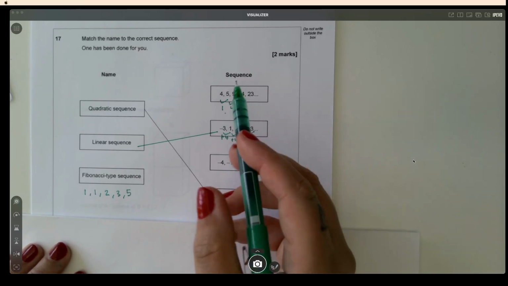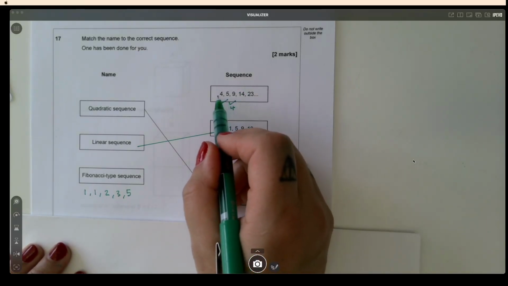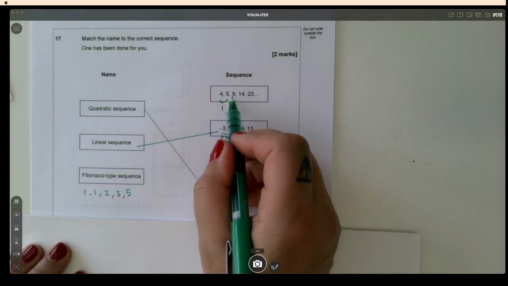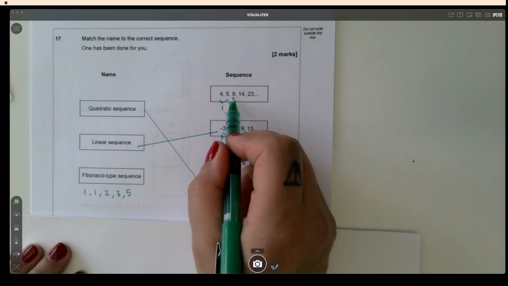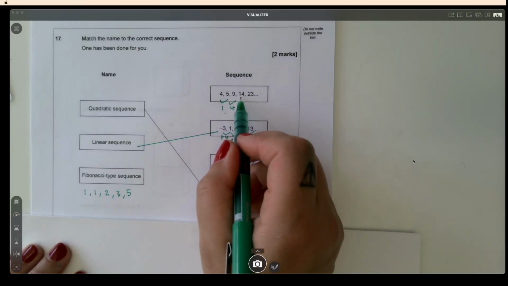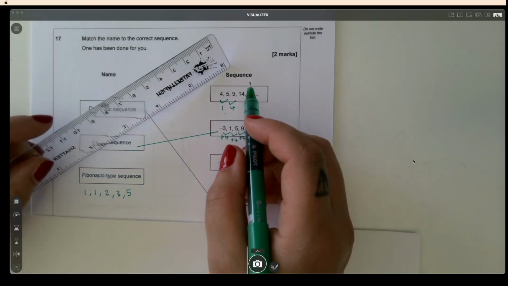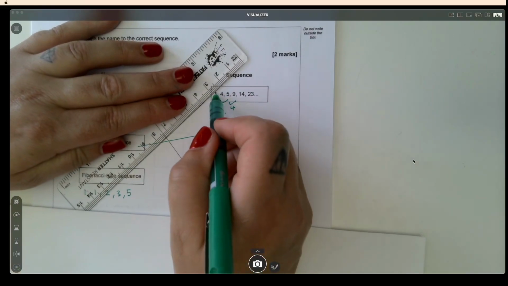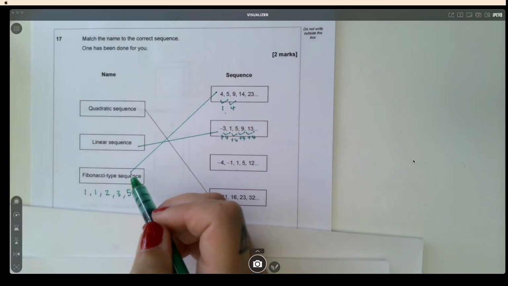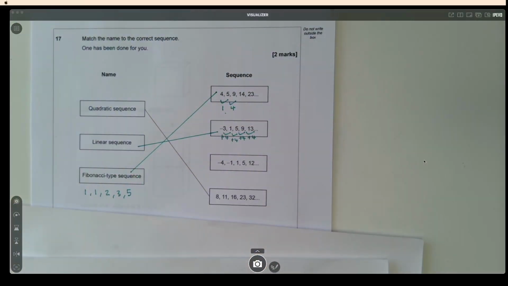So let's continue this one. From 4 to 5, 4 plus 5 is 9. That works. 5 plus 9 is 14. That works. 9 plus 14 is 23. That works. So this is our Fibonacci sequence because we're adding the previous two terms to make the next one.